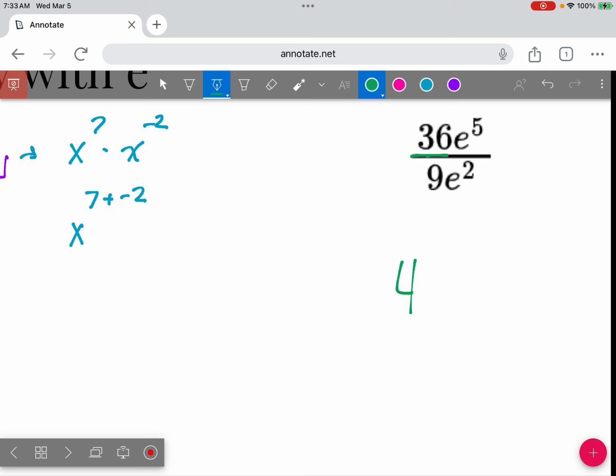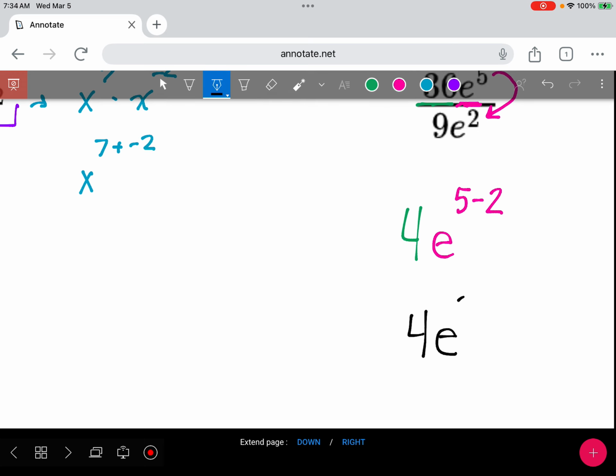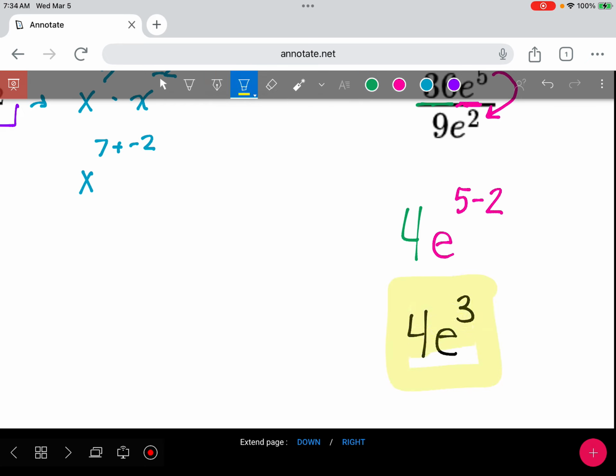4. Then let's look at our e to the 5th over e squared. Think about if it was x to the 5th over x squared. Yes. We're going to have our e to that, and I'm going to write it out one more step first, because multiplication is when we add our exponents, and when we divide, we're going to subtract. So we're going to have our 5 minus 2. So our answer here is going to be 4e to the 3rd. So simplifying using e is just like if we had x's there.